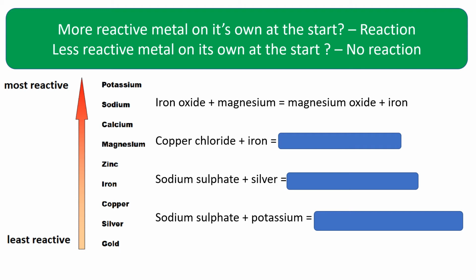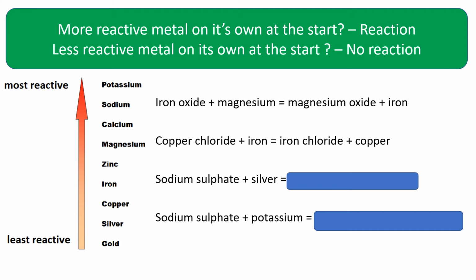So look at the second one then, copper chloride plus iron. Okay, well I'm looking at the one on its own, iron, and iron is more reactive than the copper. So I'm going to have a reaction and end up with iron chloride plus copper.